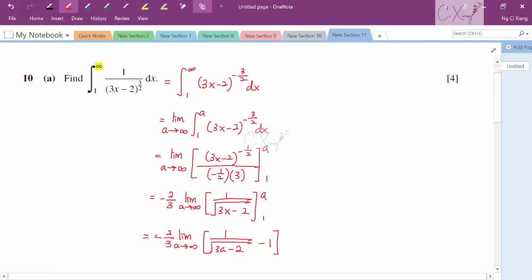Now try to assume that a is infinity. So when I have infinity times 3 minus 2 under the square root, it is still infinity. So 1 divided by infinity, I get a very, very small number, and I will assume that it is 0. If I have a 0 here, then when I simplify my answer, eventually I will get a value of 2 over 3. So this is how I solve part A.